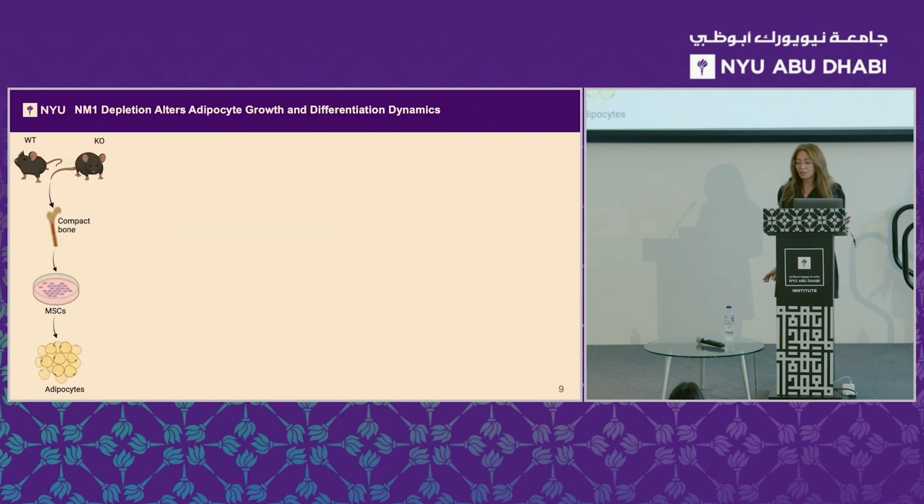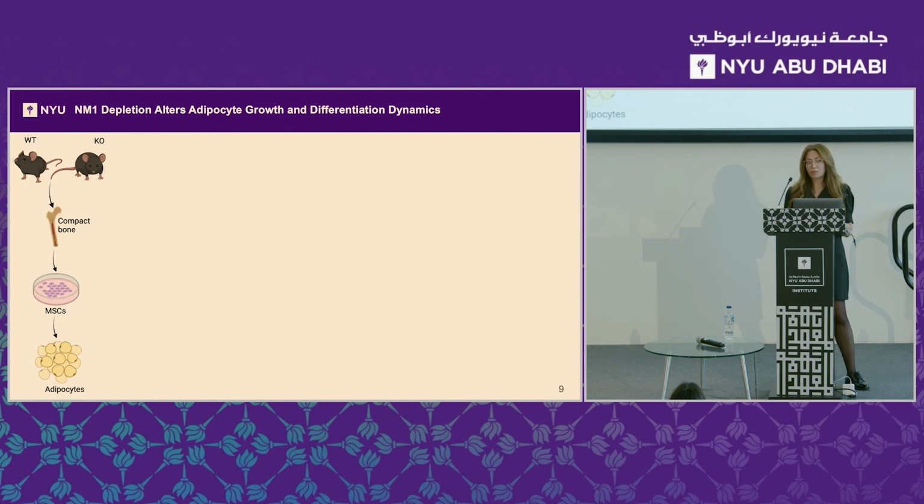So now we know that NM1 is involved in gene regulation, and of course, it's regulating some transcription factors related to adipogenesis. We wanted to know how adipogenesis is changed or altered in absence of NM1 in our animal model that is lacking NM1.